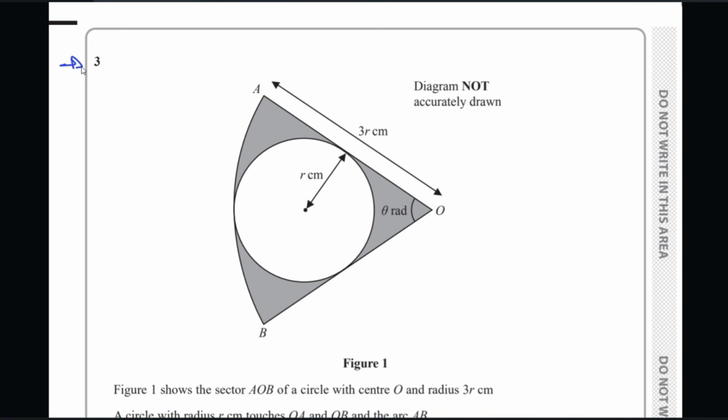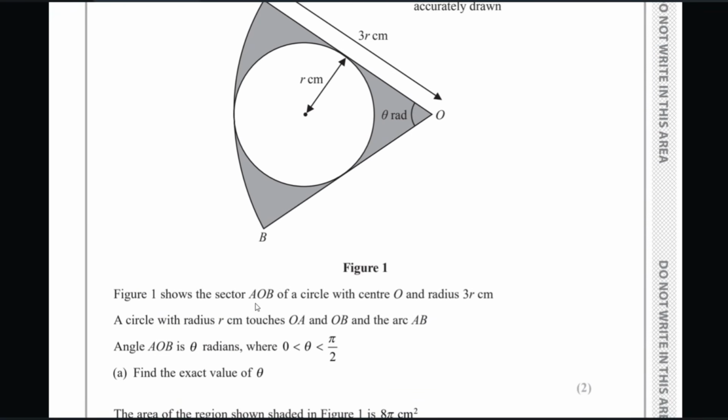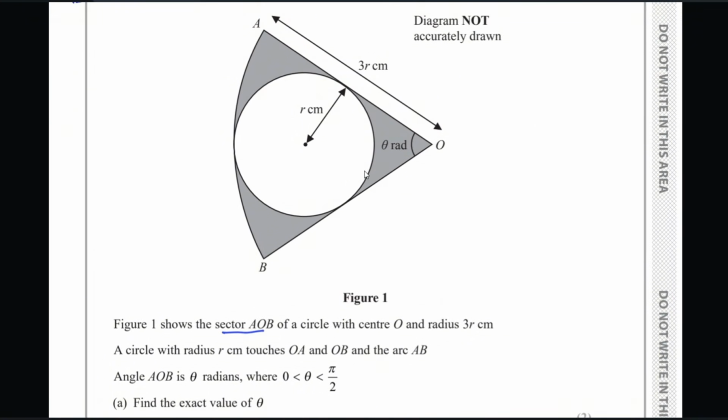Okay, question 3. So we have a diagram. Figure 1 shows the sector AOB of a circle. So we have the sector AOB of a circle with center O. The center of the sector is there. And the radius of this sector is 3r. That's the radius of the sector.